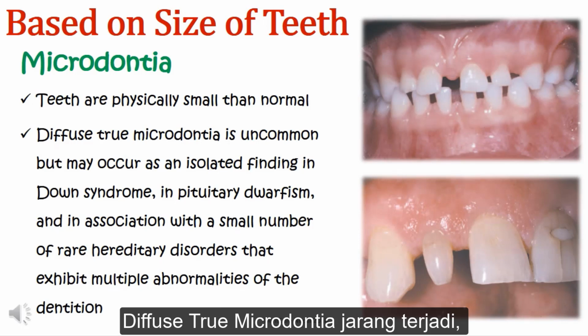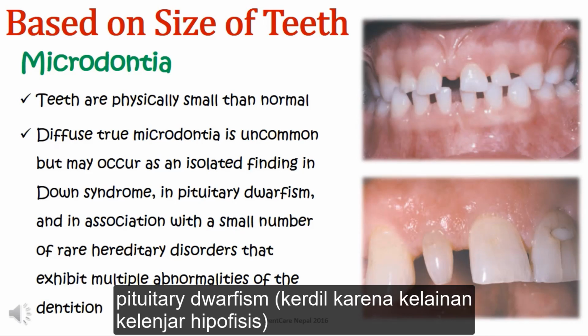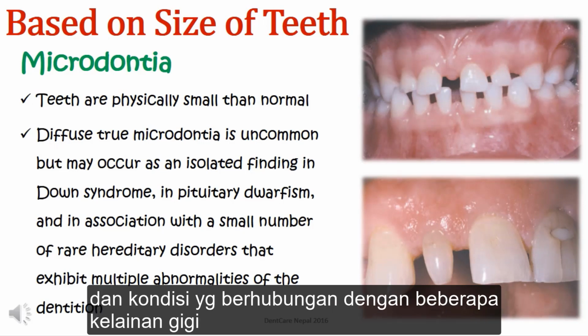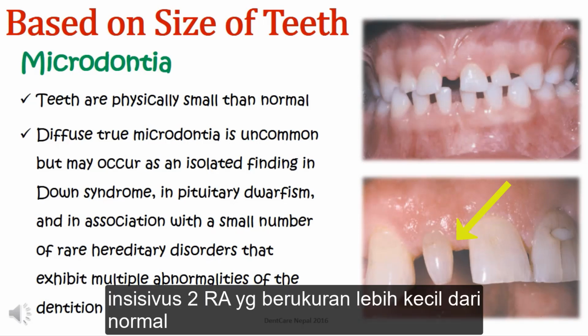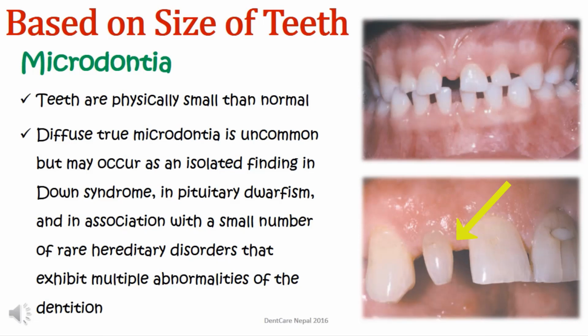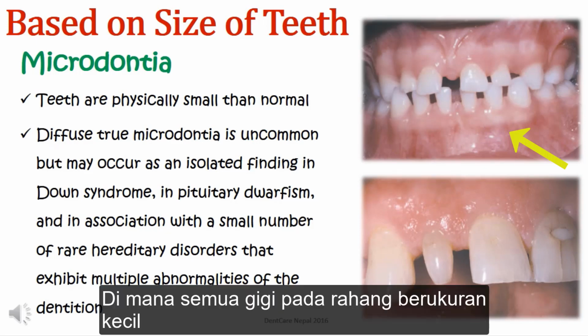Diffuse microdontia is uncommon but may occur as an isolated finding in various syndromes like Down syndrome, in pituitary dwarfism, and in association with a small number of rare hereditary disorders that exhibit multiple abnormalities of the dentition. In the second picture here, we can see that the maxillary lateral is abnormally small. That is a case of isolated microdontia. In the upper picture, there is diffuse microdontia. That is, all the teeth of the arch are small.